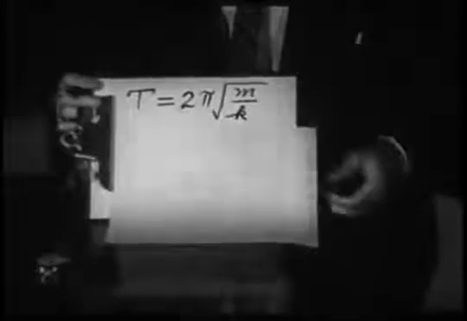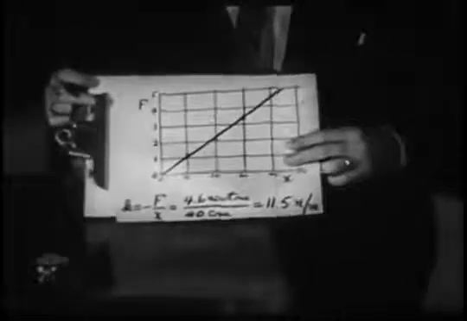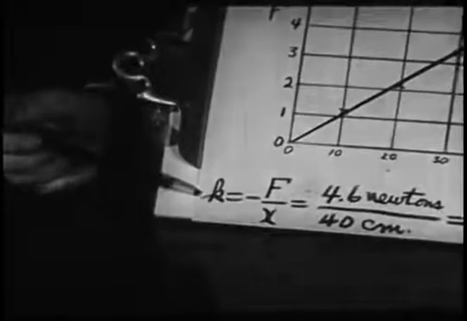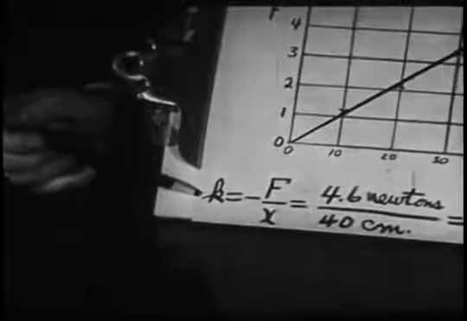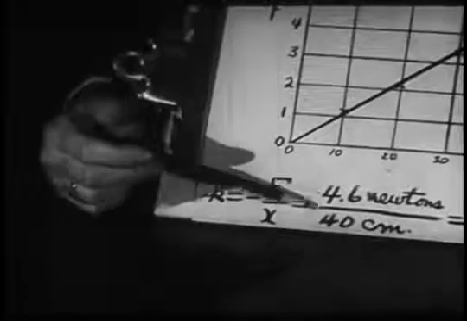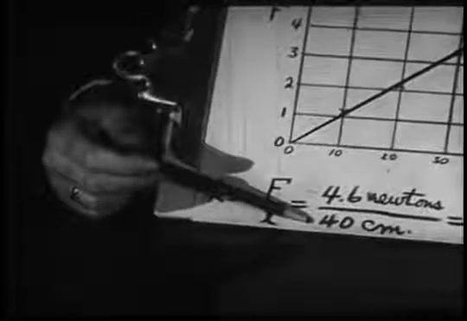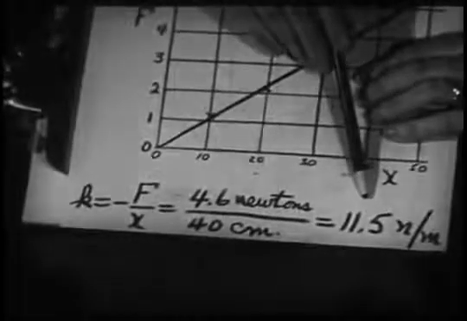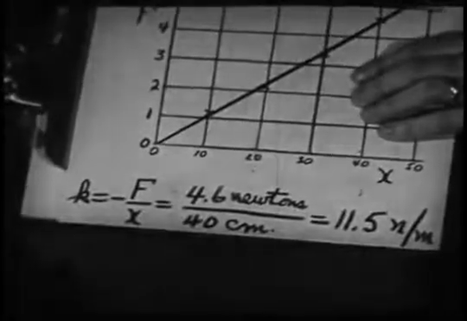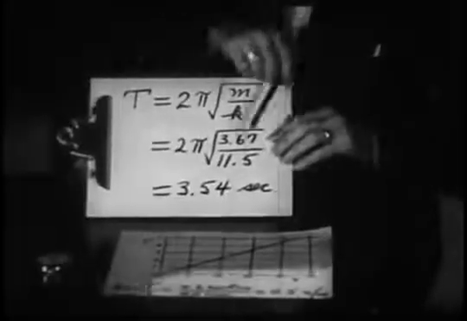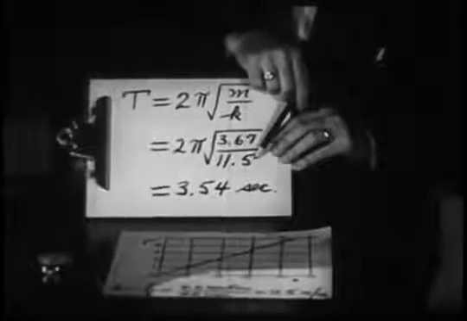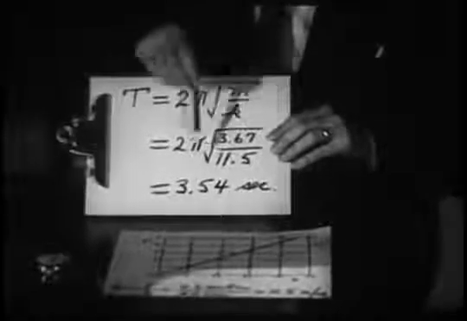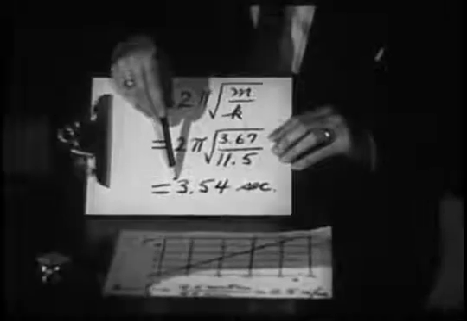I've been doing some calculations for this particular simple harmonic motion of this puck. First of all, from the data that we had before, I calculated the force constant, k. A force of 4.6 newtons gave a deflection of 40 centimeters, or 0.4 meters, so that the spring constant, or force constant, is 11.5 newtons per meter. Then I used that in here for force constant. I weighed the puck. Its mass was 3.67 kilograms. Then I did the arithmetic, and the period came out to be 3.54 seconds.